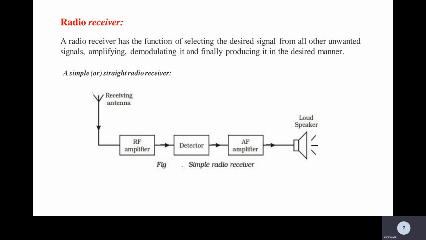Here we can see the diagram of a simple or straight radio receiver. From the receiving antenna, the signal is given to the RF amplifier, the output of the RF amplifier is given to the detector, the output of the detector is given to the AF amplifier, and finally we get the output at the loudspeaker. So it is a simple radio receiver.